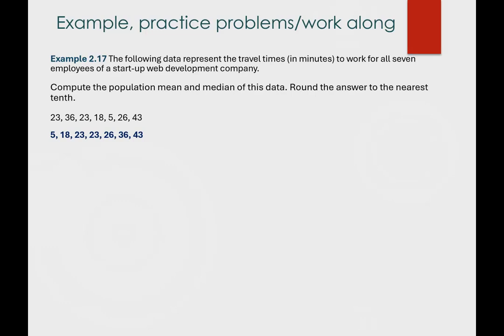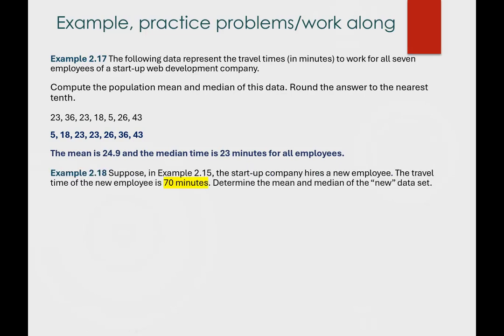Okay, I'm going to reveal the answer now. The mean is 24.9 and the median is 23 minutes for all employees. So those are fairly close together. Next, we're going to look at if we add a new employee in. The new employee is living 70 minutes away. Determine the mean and median of the new data set.